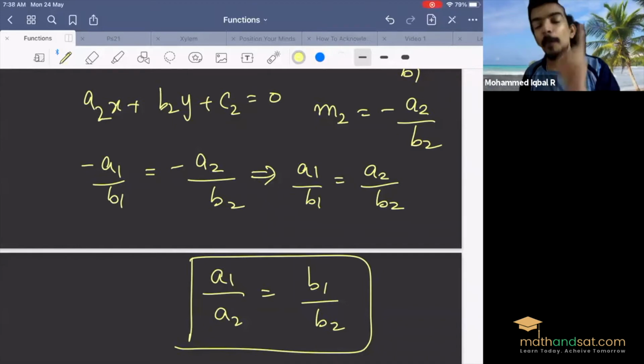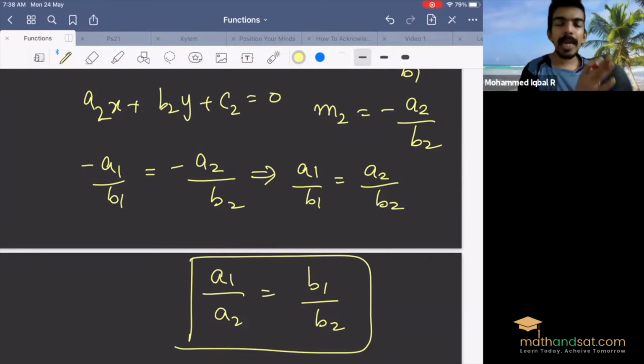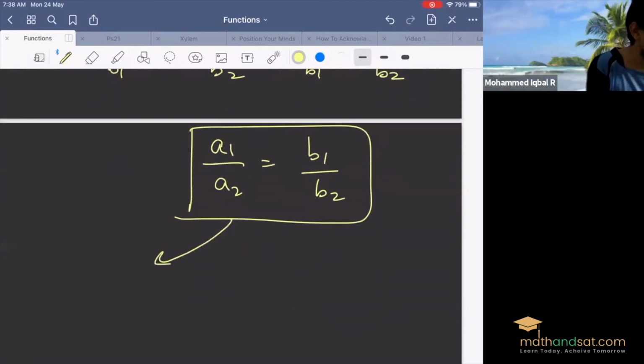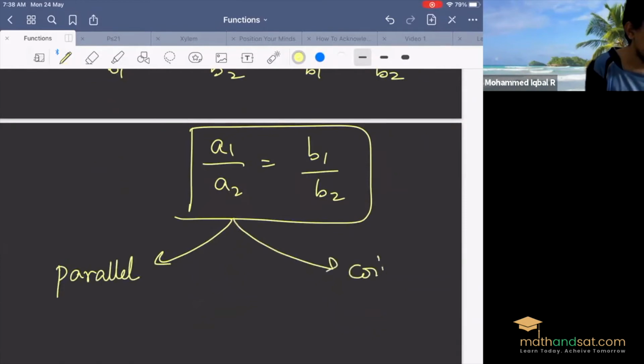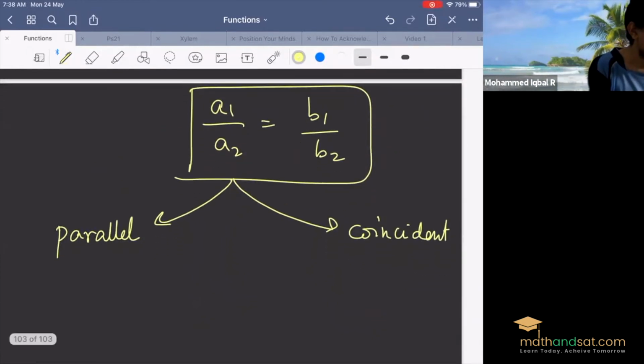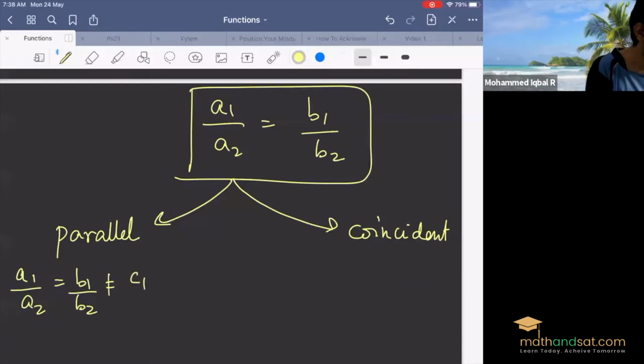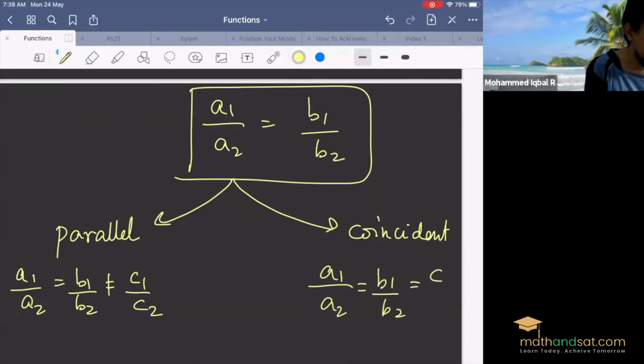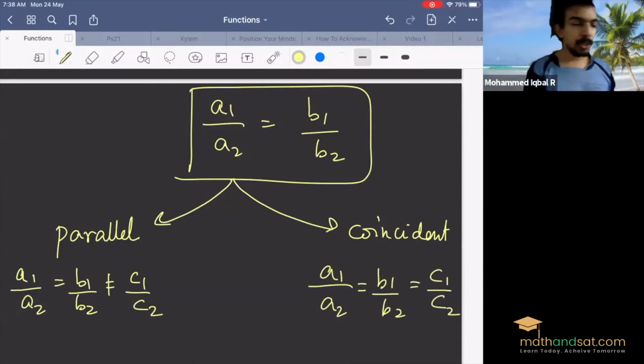So there are two possibilities. They can be parallel or they can lie one above the other. They can be coincident. Parallel means a1 by a2 equal to b1 by b2, not equal to c1 by c2. Coincident means a1 by a2 equal to b1 by b2 equal to c1 by c2. Clear? So the condition inside the box simply suggests that they have the same slope.